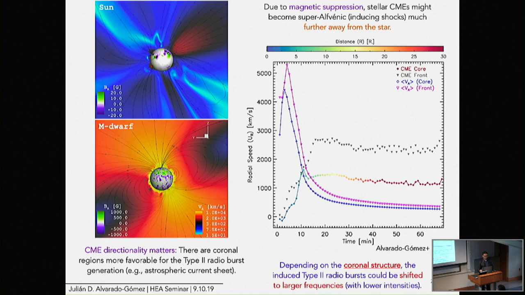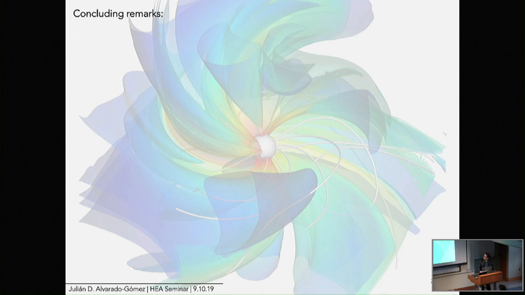So that means that this type 2 radio burst will be shifted to very long frequencies, which we believe might fall below what we can actually detect from Earth due to the ionospheric cutoff. So that's basically what I had in mind today. I will leave you here with my concluding remarks.